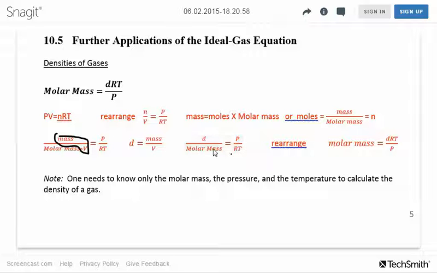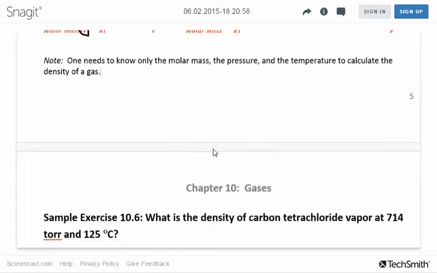If I just rearrange this equation, cross multiply and then solve for molar mass, I get molar mass is dRT over P. So one only needs to know the molar mass, the pressure, and the temperature in order to calculate the density of the gas. If we know the molar mass, we can get to the density. And that's what we're going to do in this next problem.